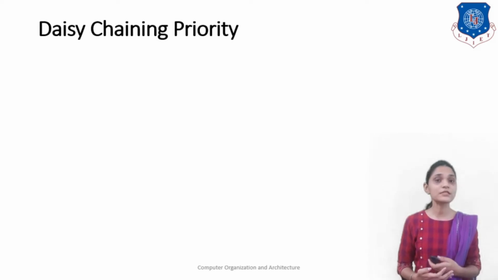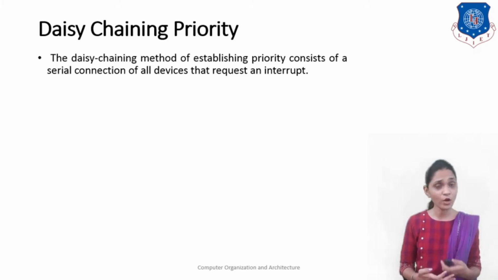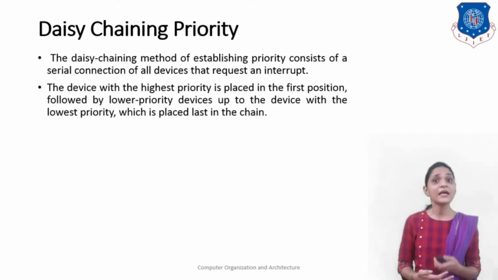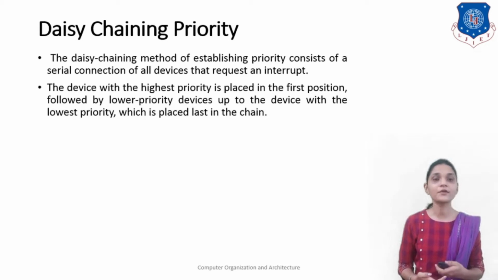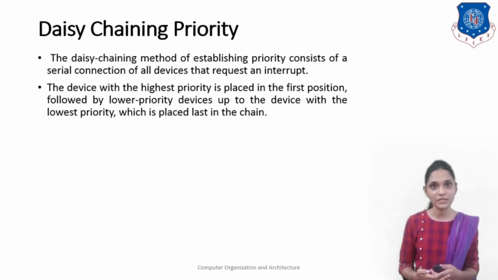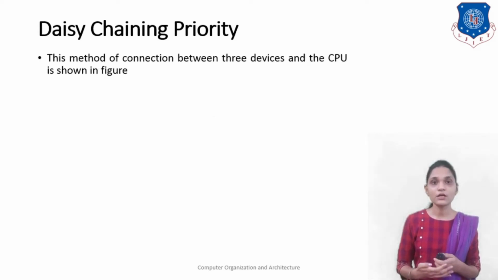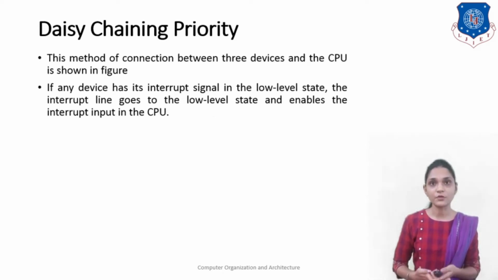For this, you can use the daisy chaining priority method. That is the simple method. The daisy chaining method of establishing the priority consists of the serial connection of all the devices that request the interrupt. The device with the highest priority is placed at the first position, followed by the lower priority devices, up to the device with the lowest priority, which is placed last in the chain. So you can use this kind of chaining method. Here we have shown this method for your CPU.